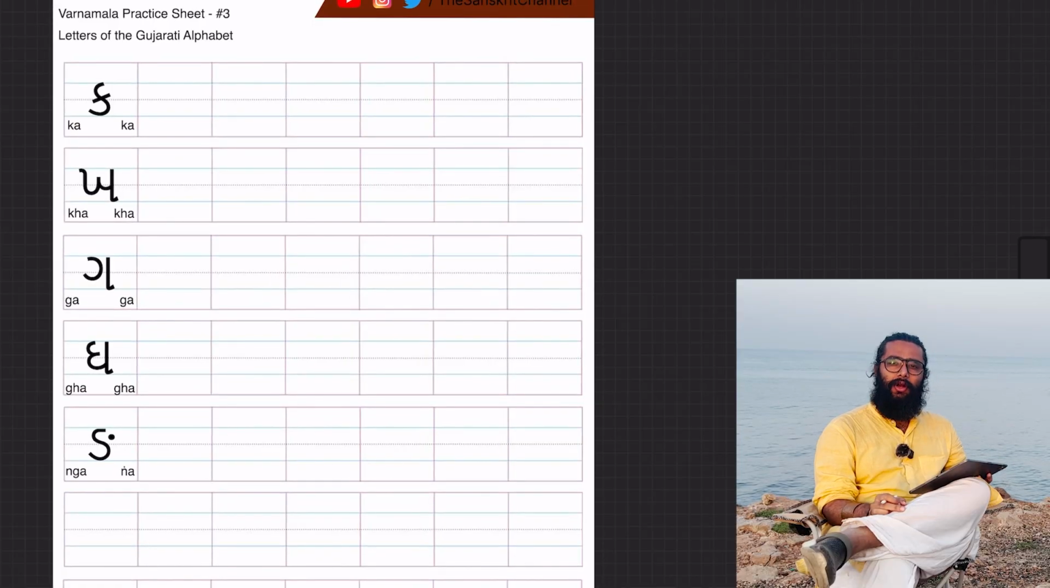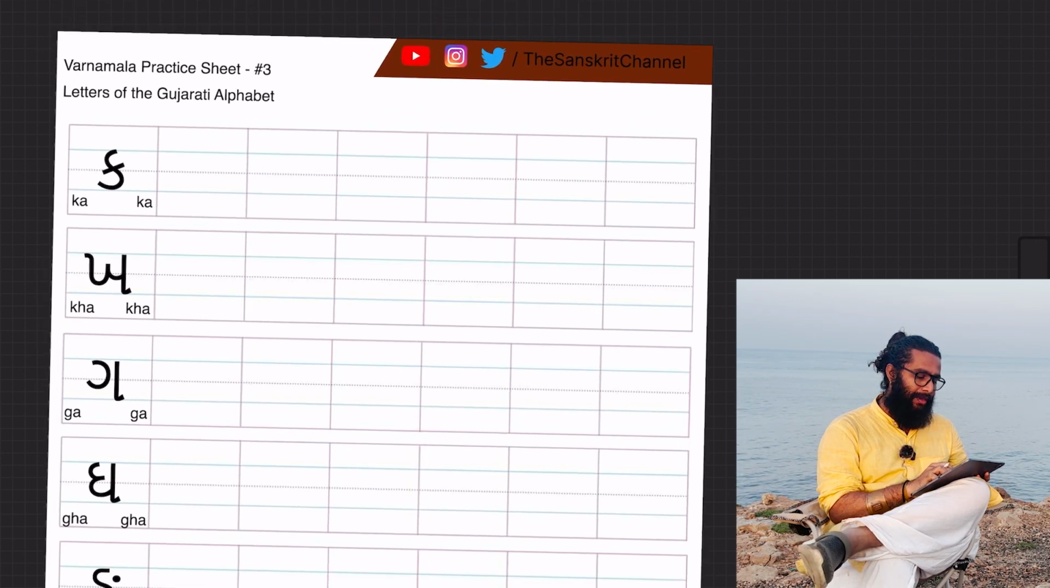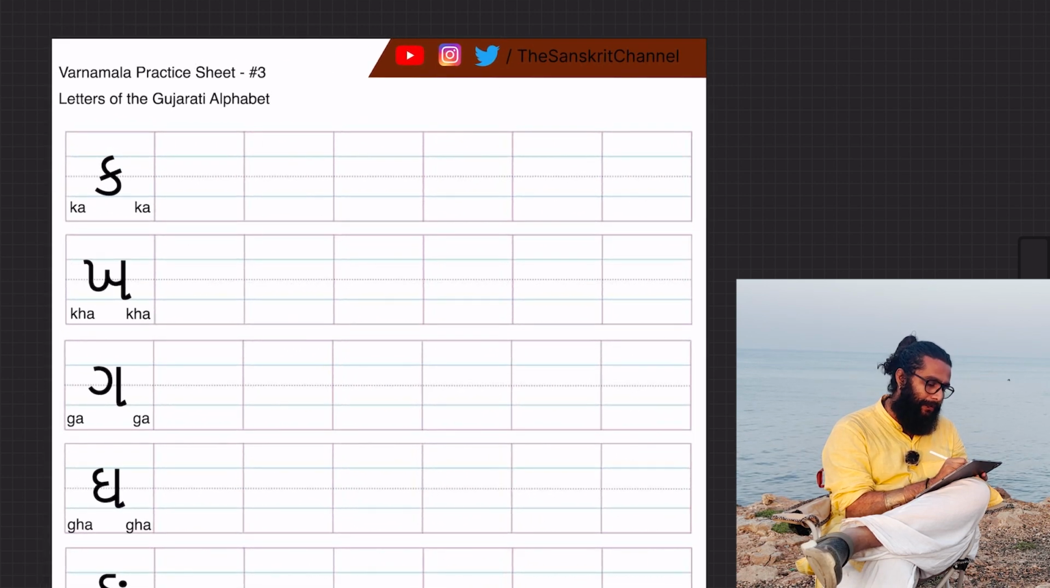These consonants are called kanthyas, which means all 5 of them are uttered from the pit of the throat. Notice as we write it, how each sound comes from the pit of the throat. The first one is ka. It is written like this.